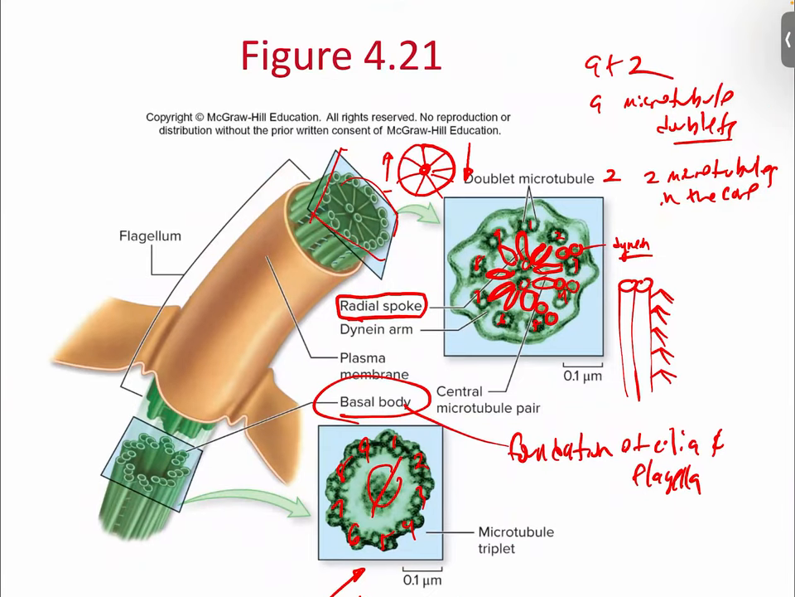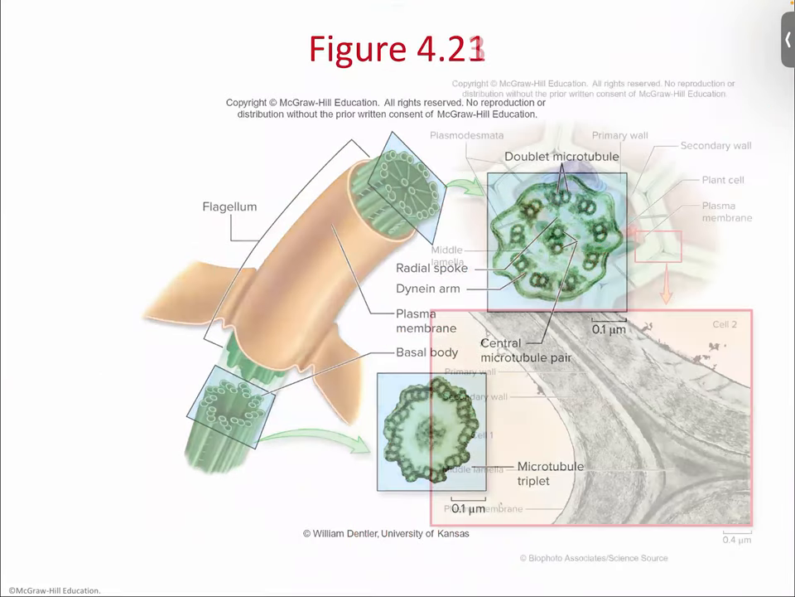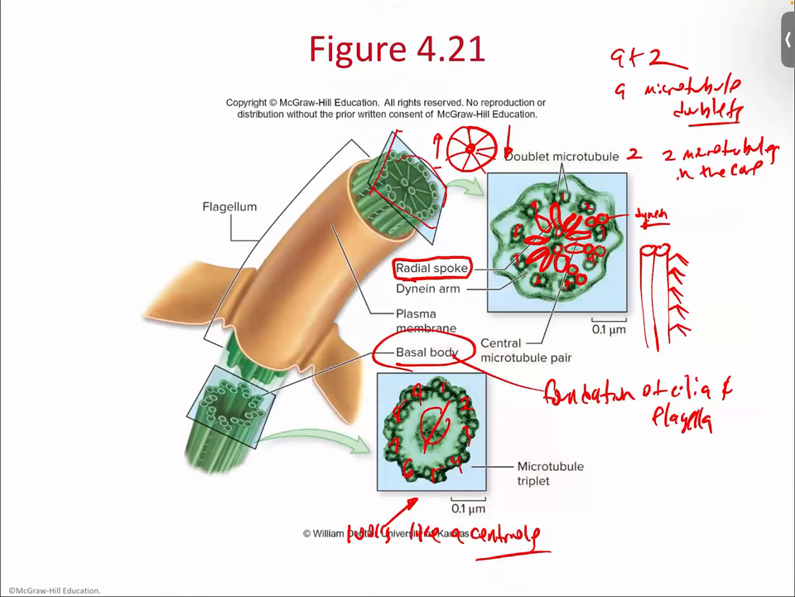But how does this actually explain flagellar motion? Well, it's very simple. Notice how the doublets are right next to each other. So what happens, a little bit of performance art here, right? Let's imagine this is one doublet. My left arm is one doublet. My right arm is the other doublet. And then of course I've got my dynein sticking out either side.